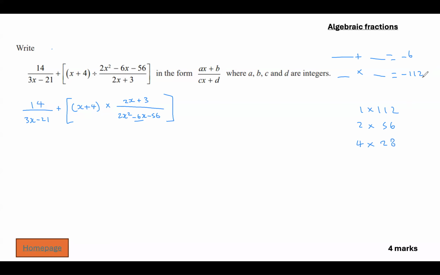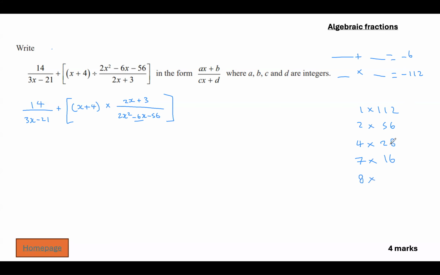Is it divisible by 5? No. Is it divisible by 6? No. 7, we can try. 112 divided by 7 is 16. So we get 7 times 16, but does that give us 6 potentially? No, it doesn't. Now, is it divisible by 8?